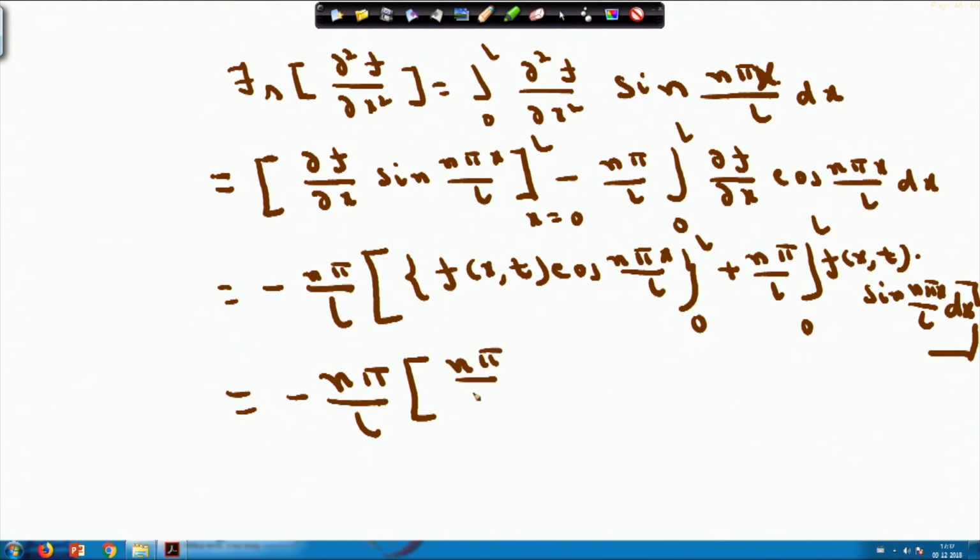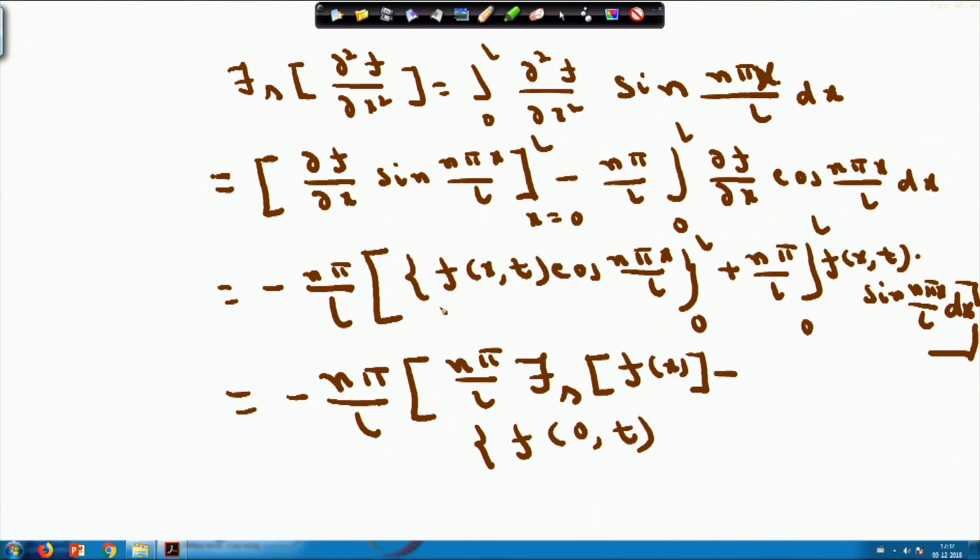So the second integral is nπ/L into the finite Fourier sine transform of f(x,t). Minus this will become f(0,t) minus f(L,t) into cos nπ, because this will not be cancelled. Therefore, the Fourier sine transform of ∂²f/∂x² equals minus nπ/L into nπ/L times the Fourier sine transform of f(x,t) minus f(0,t) minus f(L,t) into cos nπ. This will be vanishing.